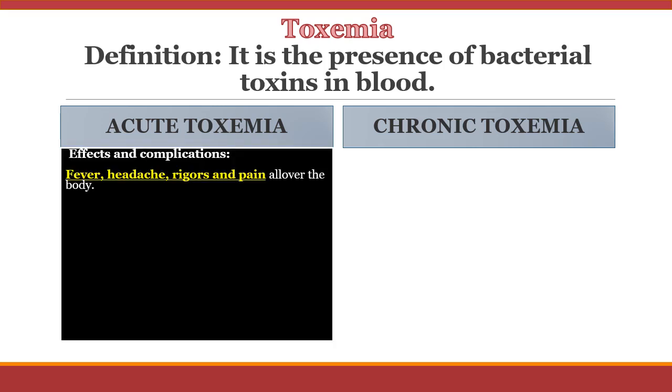Acute toxemia can lead to fever, a headache, rigors, and pain. These are the first main manifestations of acute toxemia. Then we can see some effects on the parenchymatous organs, such as the liver, for example. We can see fatty change of the liver under the effect of this toxemia.